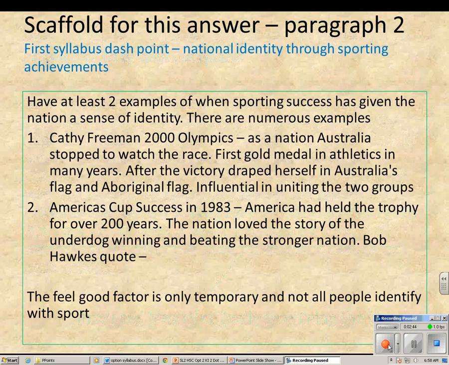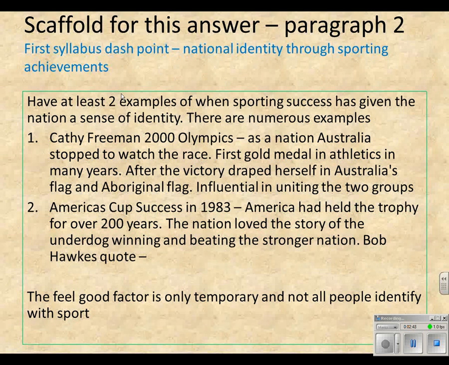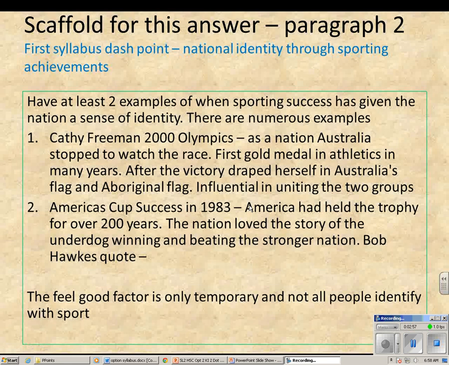Okay, so for my second paragraph, I'm going to talk about the first syllabus dash point that I introduced in my very first paragraph here, which is national identity through sporting achievements. And what I would do, I would write about two examples where sporting success has given this nation a sense of identity. And the two examples I've come up here with is Cathy Freeman's 2000 Olympics, when she won gold medal in the 400 metres, and how when she won that race and she did her victory lap, she also draped herself in Australia's national flag and also the Aboriginal national flag.